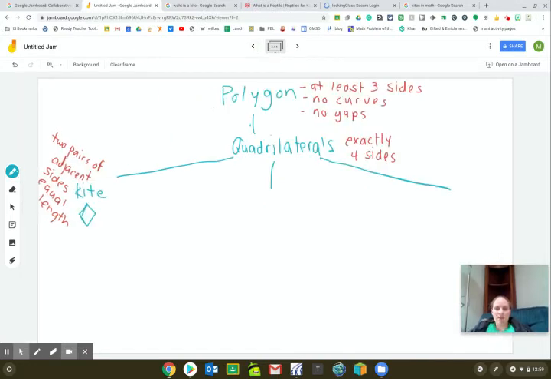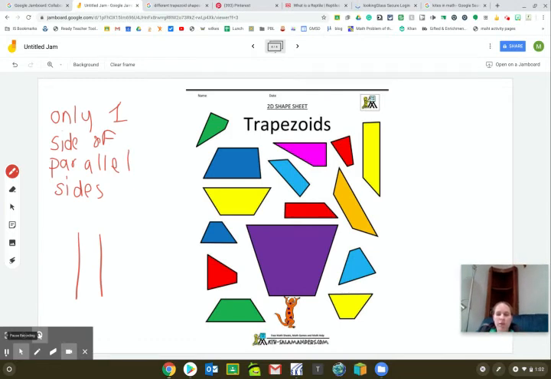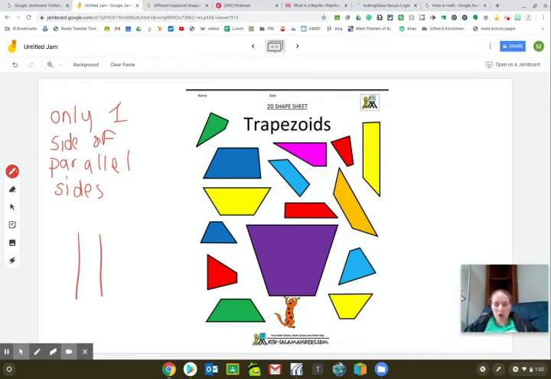The next type that I want to talk about is a trapezoid. Trapezoids can come in all shapes and different sizes. These are all examples of trapezoids. But the property that causes something to be a trapezoid is that only one pair of sides is parallel.